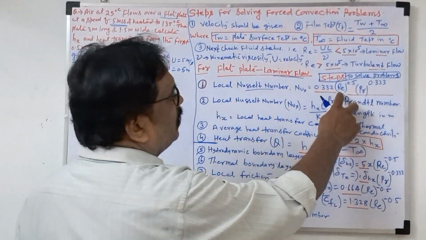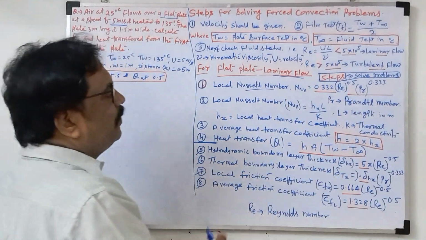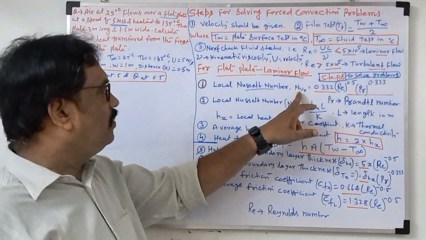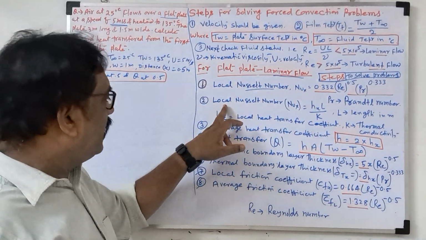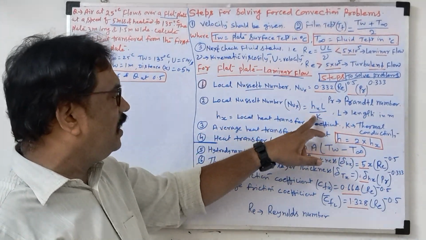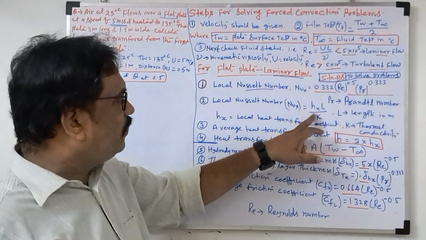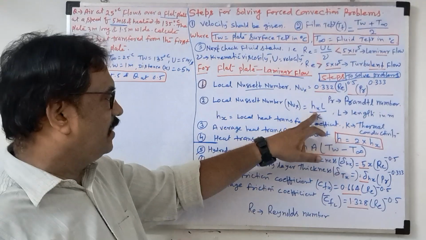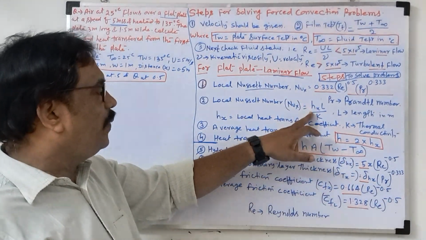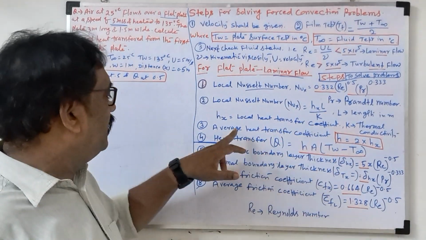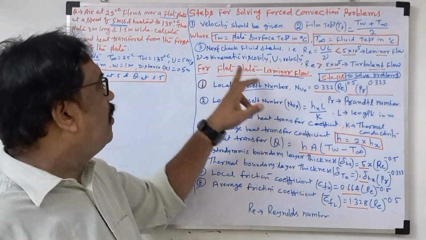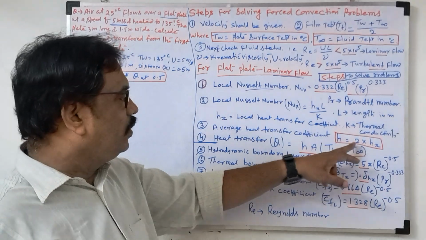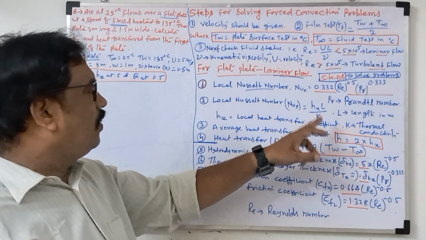We'll substitute the Reynolds number and Prandtl number; the Prandtl number value we take from the data book. Then we get the local Nusselt number. Local Nusselt number is equal to HX L by K, so from here we find HX, the local heat transfer coefficient. Once you find the local heat transfer coefficient, the average heat transfer coefficient for a flat plate is H equal to 2 times HX, two times the local heat transfer coefficient.